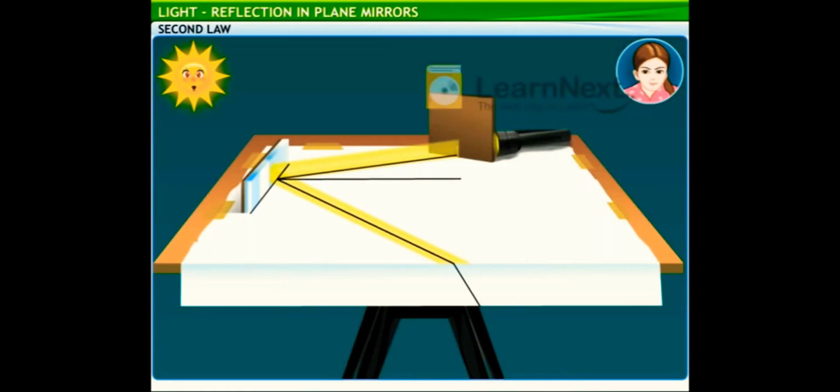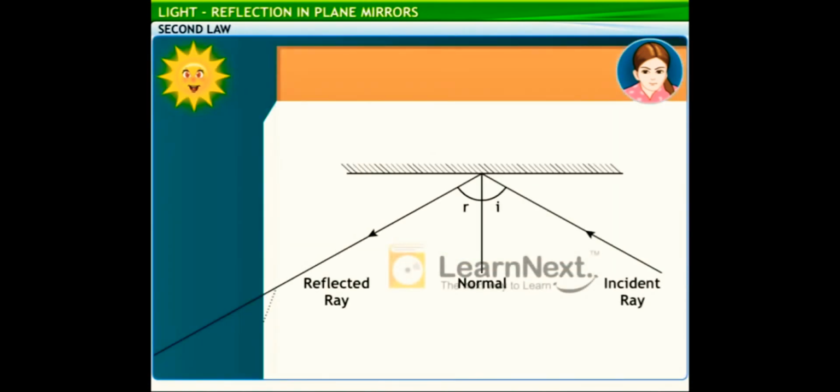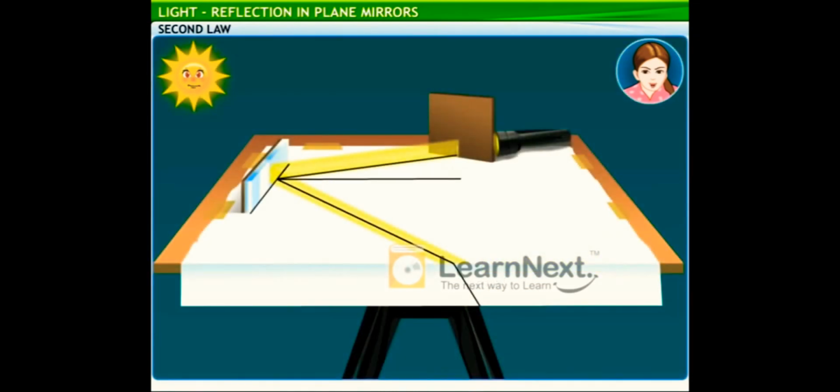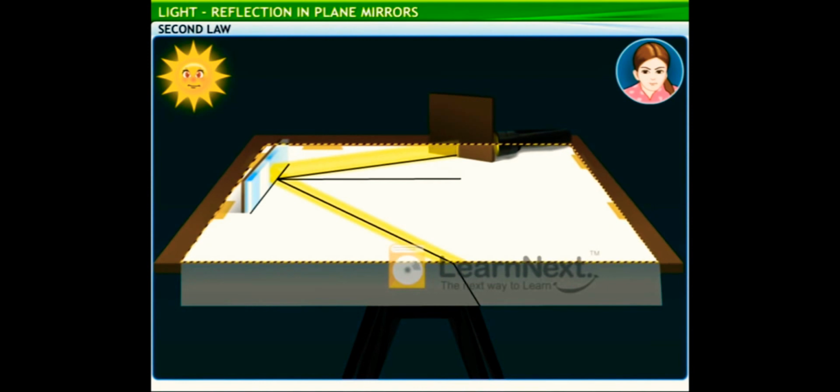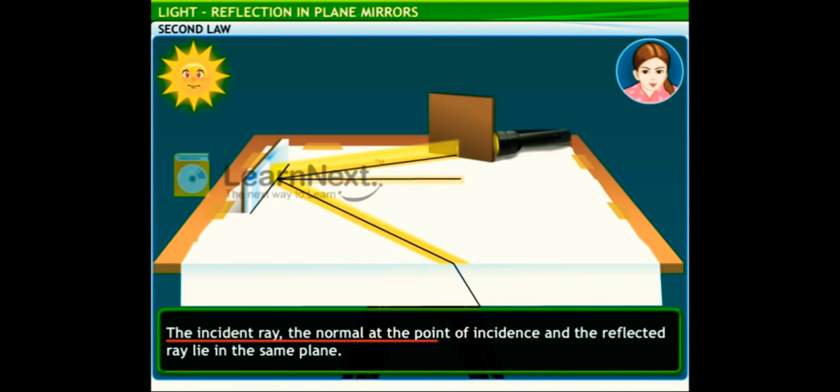This is because the bent portion of the paper is now in a different plane. That is, the vertical plane. Thus, the plane of the reflected ray is different from that of the incident ray. I get it. When the paper was spread straight along the surface of the table, it was on the same plane as that of the light ray incident on the mirror. The incident ray, reflected ray, and the normal, all the three were in the same plane.